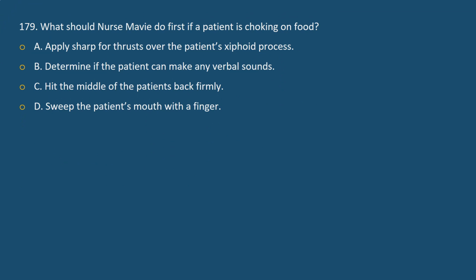Question 179. What should the nurse do first if a patient is choking on food? A. Apply a thrust over the patient's xiphoid process. B. Determine if the patient can make any verbal sounds. C. Hit the middle of the patient's back firmly. D. Sweep the patient's mouth with a finger.